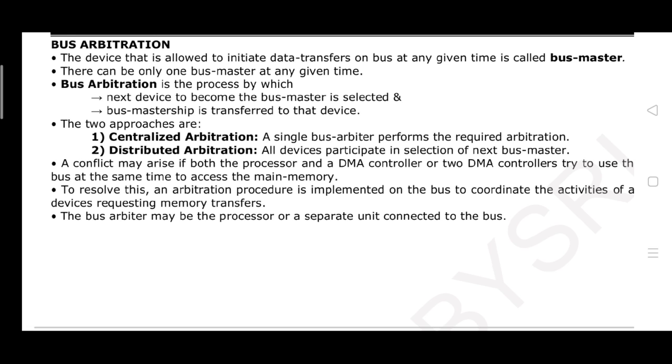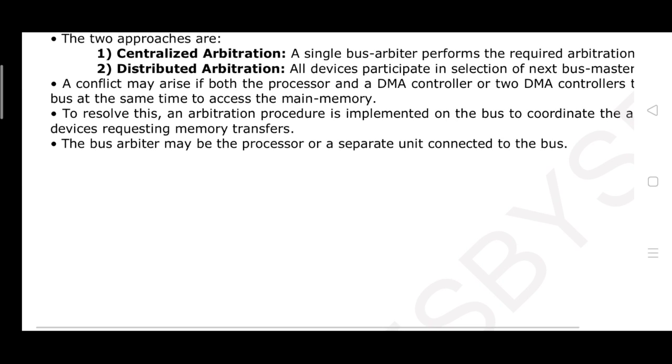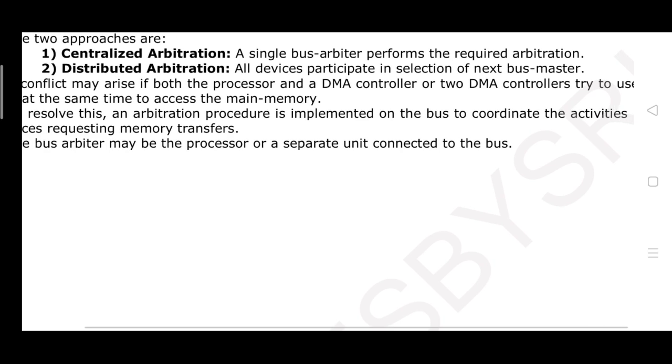This transferring of bus ownership or mastership is governed by the processor. This transferring of bus mastership is called the bus arbitration process. For arbitration, two approaches are available. One is called centralized arbitration and the other is called distributed arbitration. In centralized arbitration, the processor is the default bus master, and the processor performs all the tasks, assigning the bus mastership to someone else, taking it back and allotting it to other devices. That is done by a single unit, the processor. Whereas in distributed arbitration, all the devices equally contribute to the arbitration process.